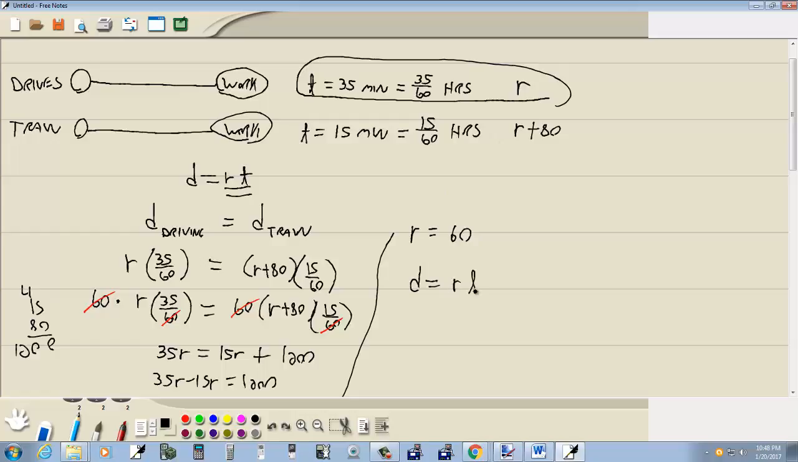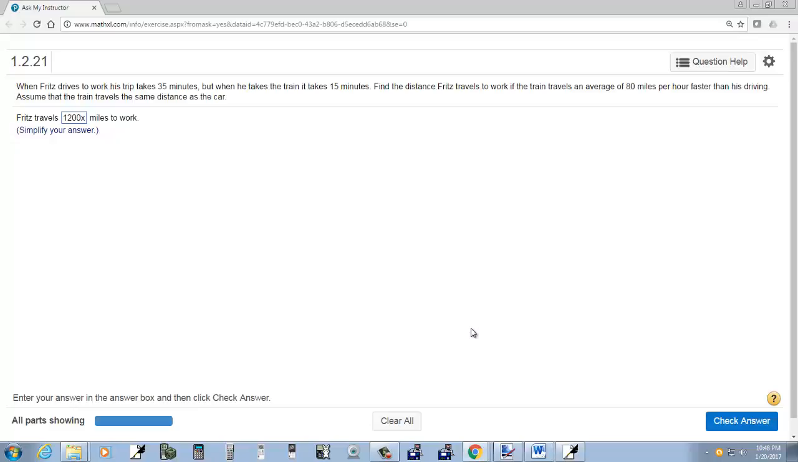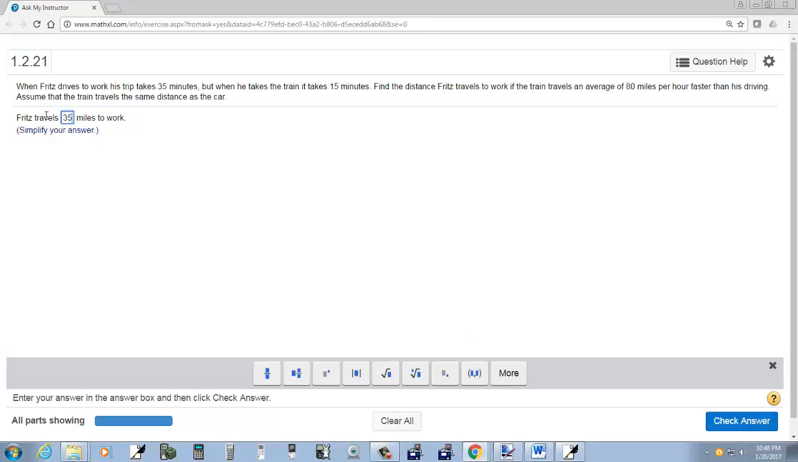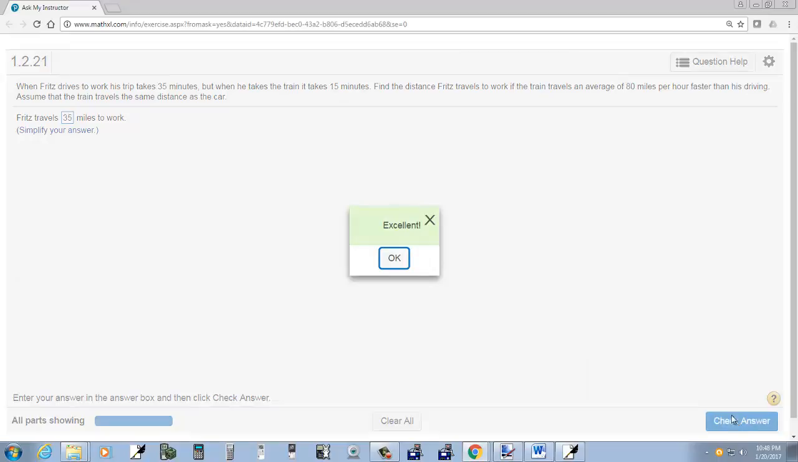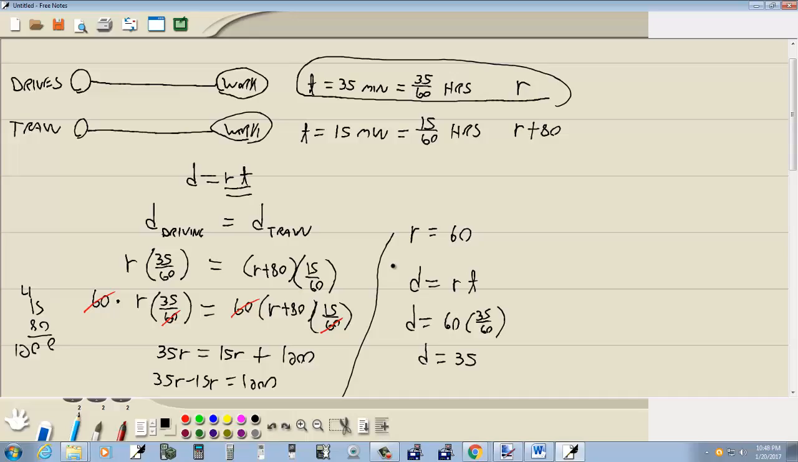Well, distance, and we're specifically going to look at this one. Distance is equal to R times T. R we just said was 60 for the driving, and T was 35 over 60. So distance would equal 35. That seemed to work out too nice. Let's see. 35. Okay. So these distance problems throw me sometimes. I felt like I'd set it all up correctly, but wasn't sure until I actually saw the answer. Excellent.